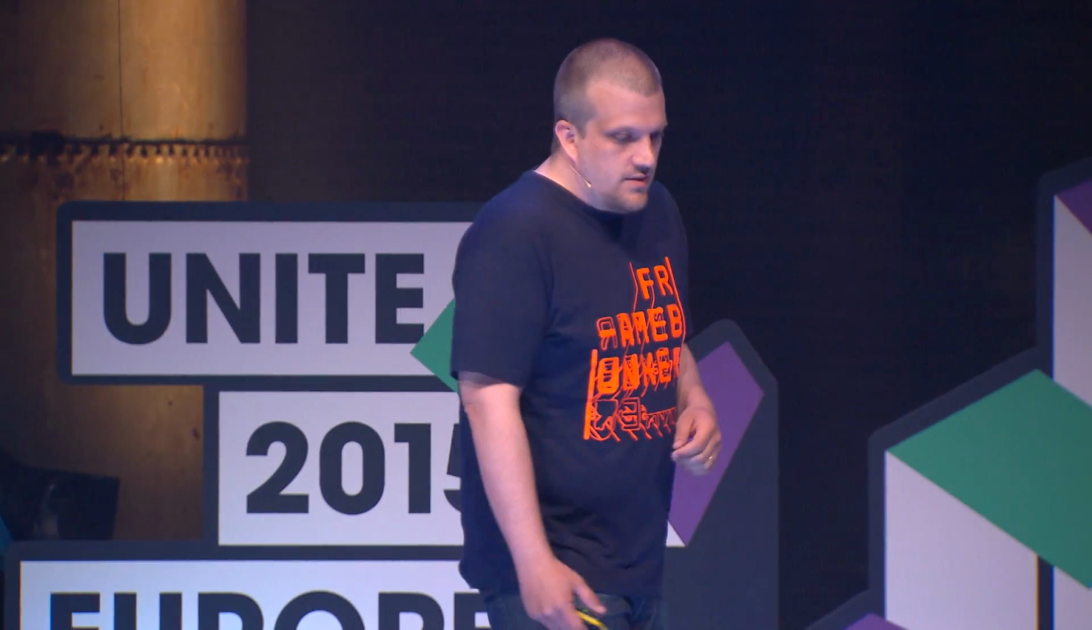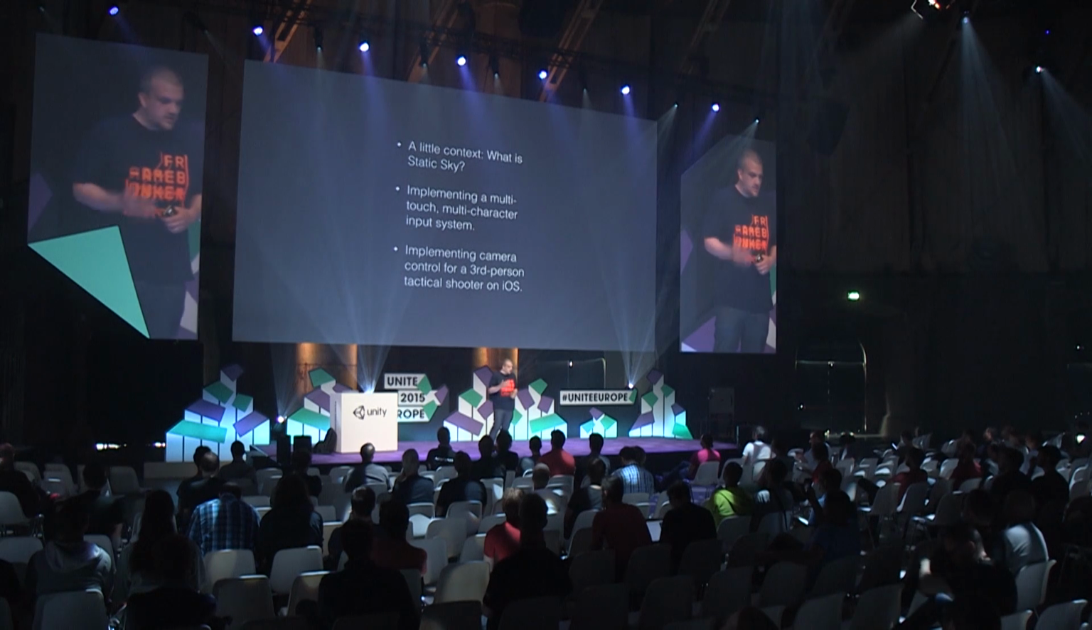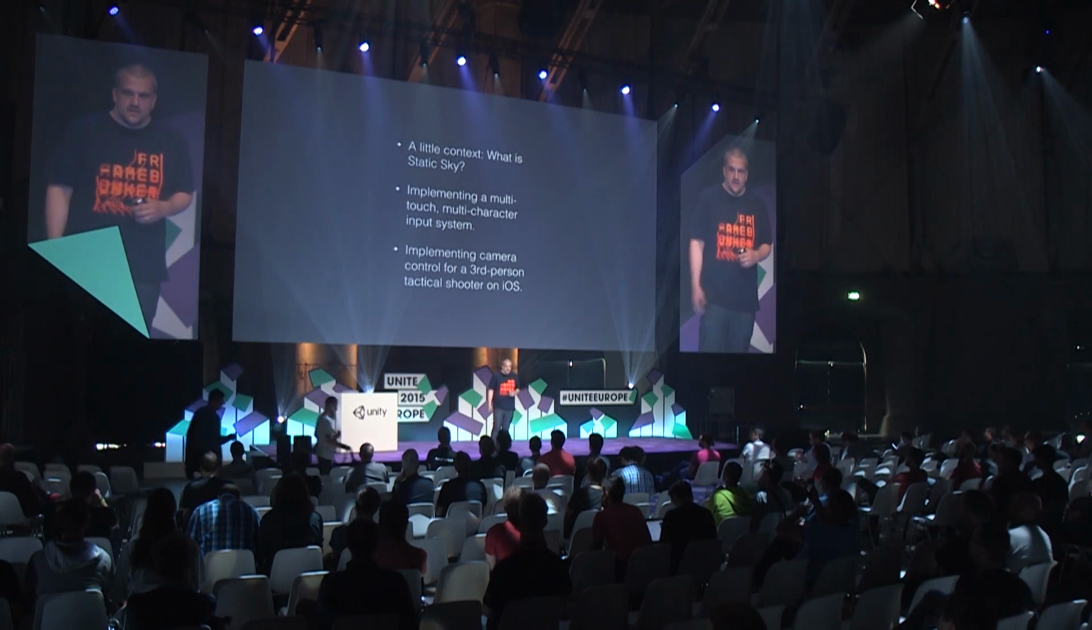The talk's divided into three sections. It's a rough split, they're not equal in time, but the first one is to provide a little context, saying what Static Sky is and what drove the design decisions behind our game. The final two are technical implementation. They talk about the multi-touch input system and the camera control, and they're technical and there's code, but even if you're not a programmer, I think you still get something out of them.